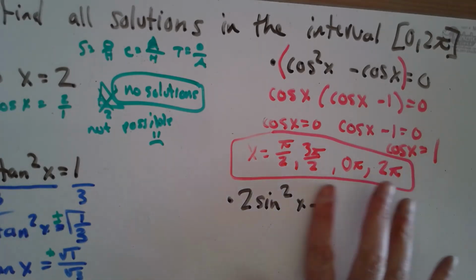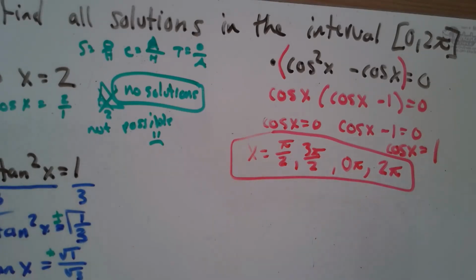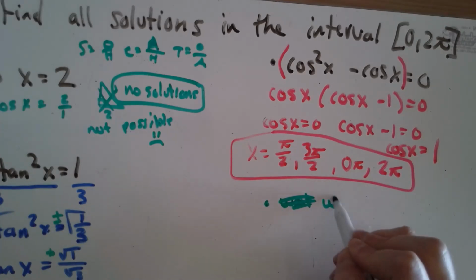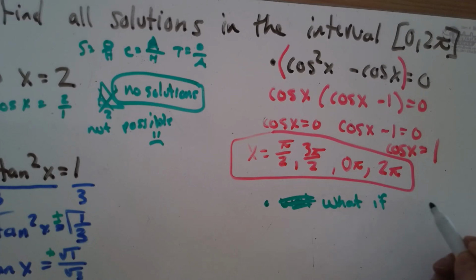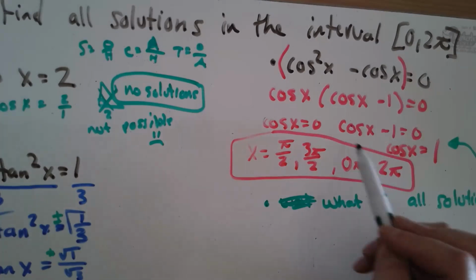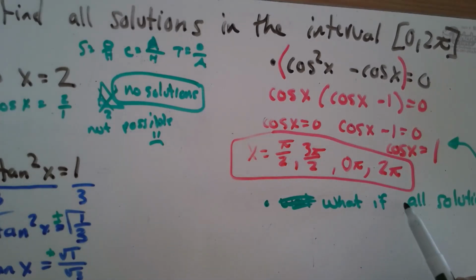And I think I actually have this next one on the next video. I just want to look at this. This is going to be a what if. What if it was all solutions? Okay, on this one, what if this was all solutions? So this is if the solution is an interval. What if it was all of them?